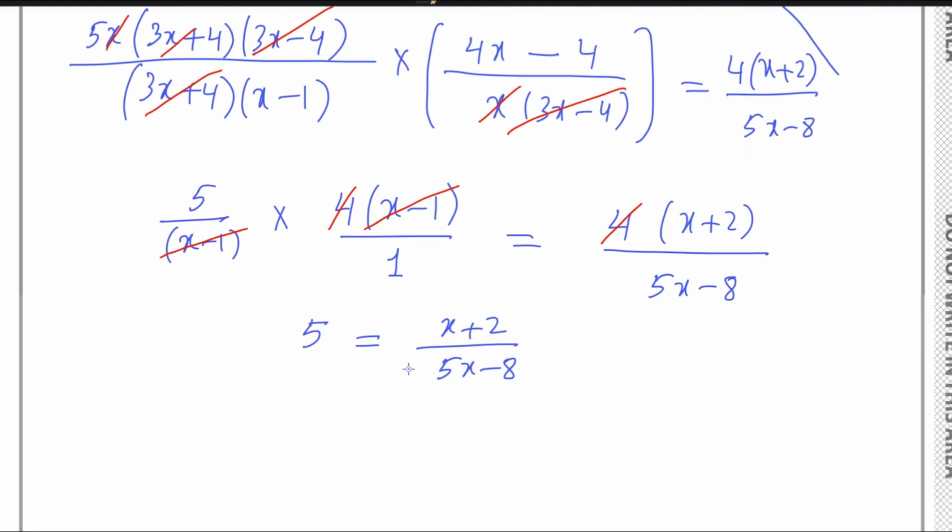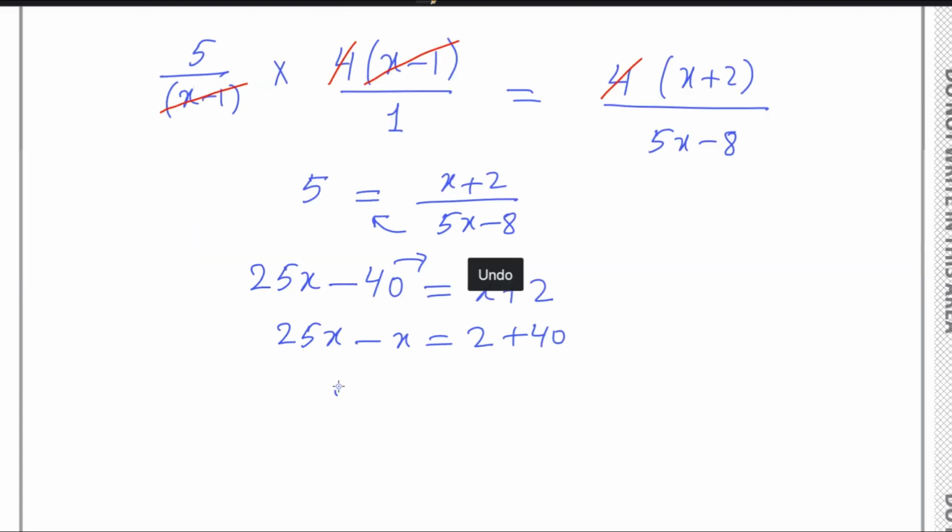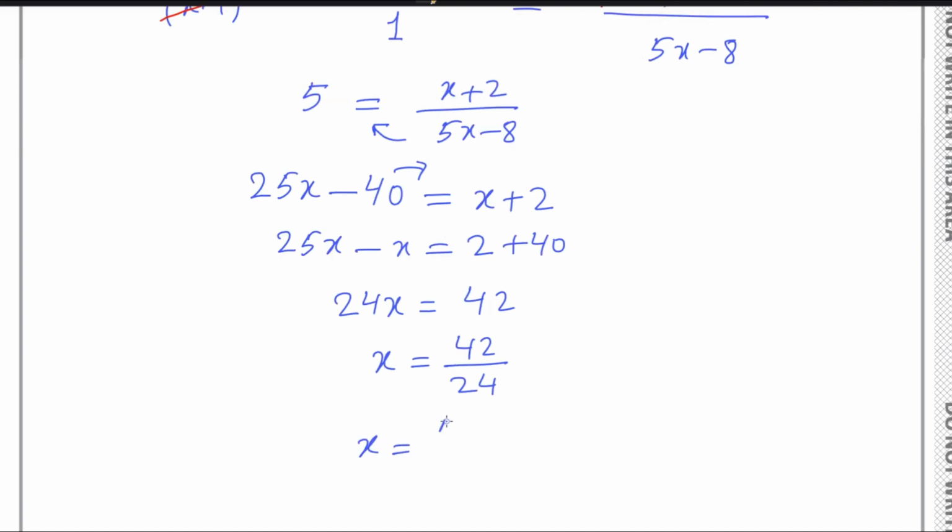Now you can do the cross multiplication. It is very simple now. 5 will multiply with both numbers. It will be 25x − 40 equals x + 2. Then you can bring x on the left side, so it will be 25x − x equals, and you can take this 40 to the right side, so it becomes positive. 24x equals 42, and x equals 42 divided by 24. x equals 7/4. So this is the answer for the last question.